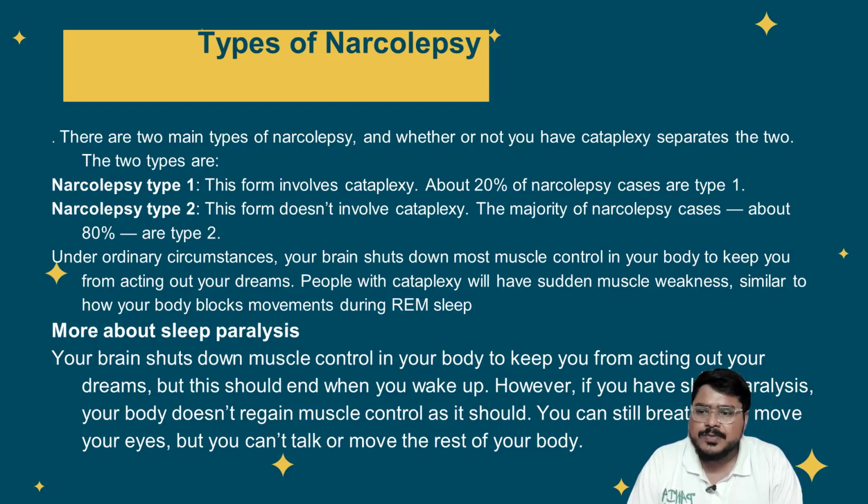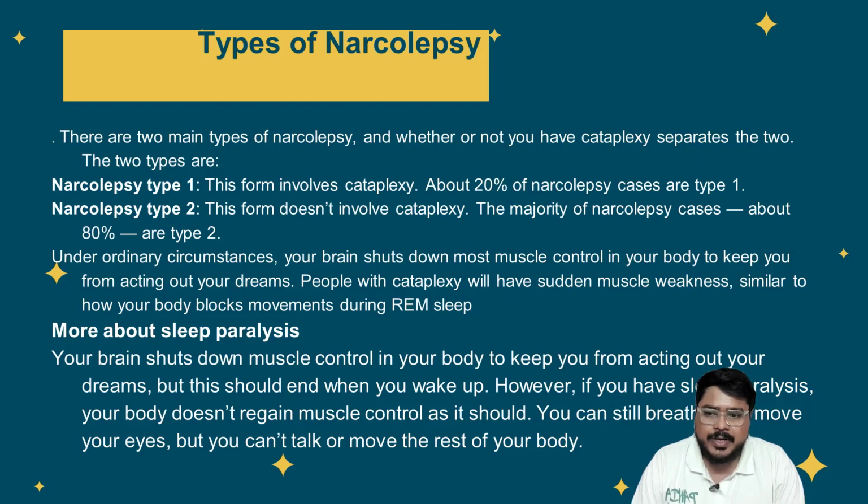Under ordinary circumstances, your brain shuts down most muscle control in your body to keep you from acting out your dreams. People with cataplexy will have sudden muscle weakness, similar to how your body blocks movement during REM sleep. In REM sleep, your body's voluntary movements are blocked, and that is why it is known as cataplexy, which is coming up here. Muscle weakness is happening. More about sleep paralysis: your brain shuts down muscle control in your body to keep you from acting out your dreams, but this should end when you wake up.